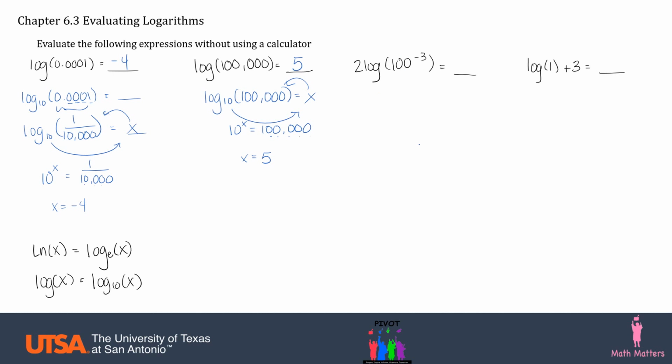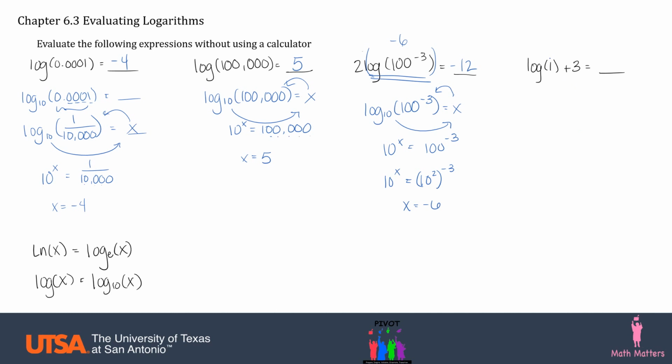Then the next one is 2 times the log of 100 to the -3rd. So we can start this one by simplifying this expression right here. So let's do log base 10 of 100 to the -3rd and set this equal to x. So we raise 10 to the x and set it equal to this. And from here, what we can do is change the bases. So 10 to the x stays the same, and we know that 100 is 10 squared, and then we're going to raise all of that to the -3rd power. So x equals -6. So this expression here simplifies to -6. So 2 times -6, our answer is going to be -12.